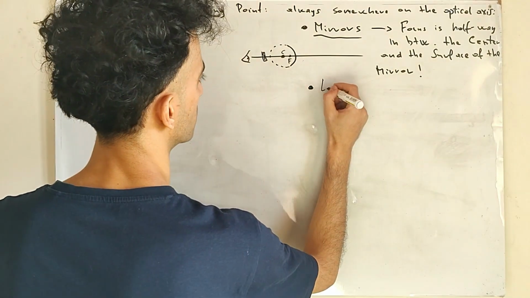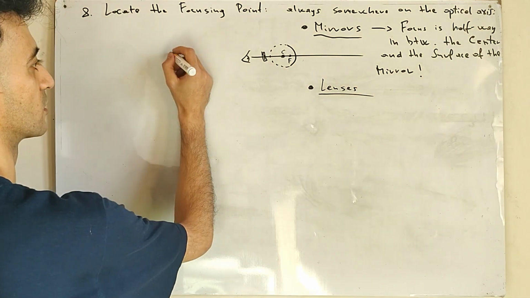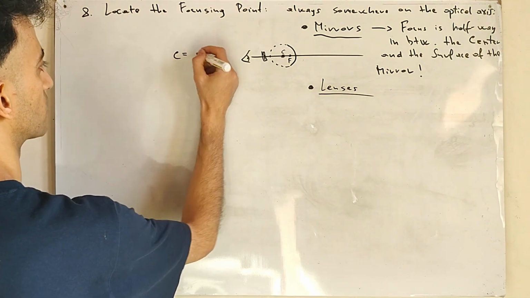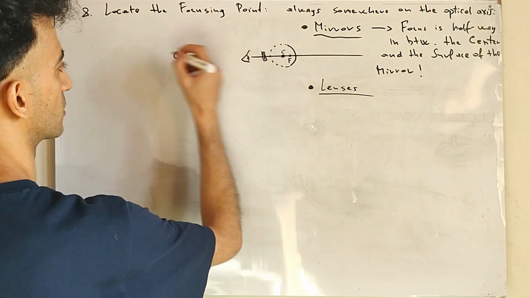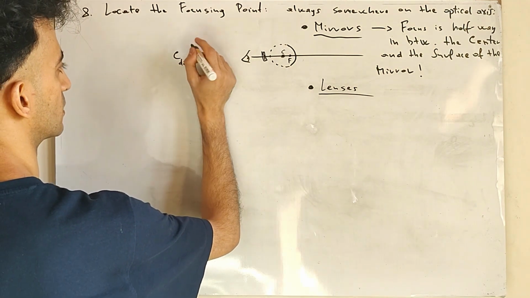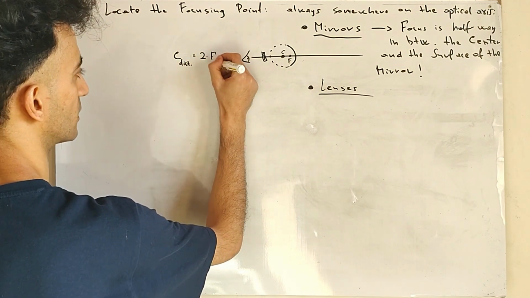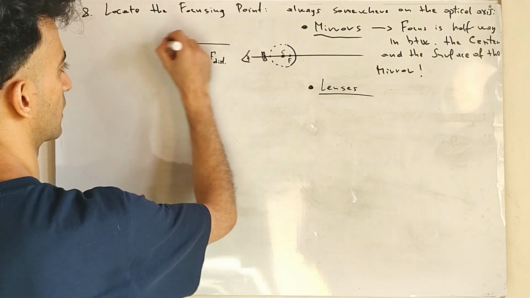For lenses, unfortunately, we don't have that kind of a relationship. By the way, this relationship can be written down in terms of distance: the distance to C equals double the distance to the focus, right? Okay?